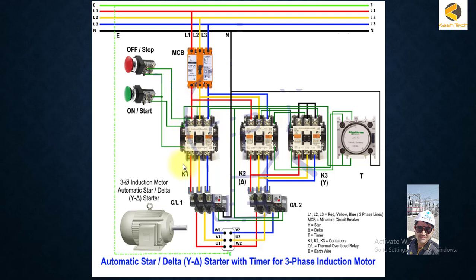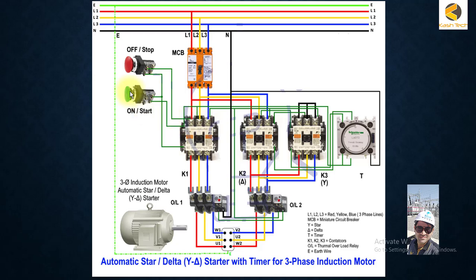Basically you can see that there are three contactors used in star-delta starters, K1, K2 and K3. Here you can see one contactor is called the main contactor, and its purpose is to provide supply to the delta winding. For example, three-phase supply is available here on the top, and when the MCB is switched on, the power is available at this contactor.